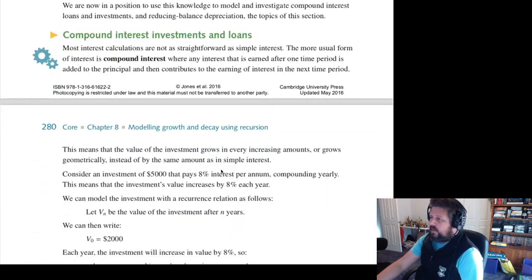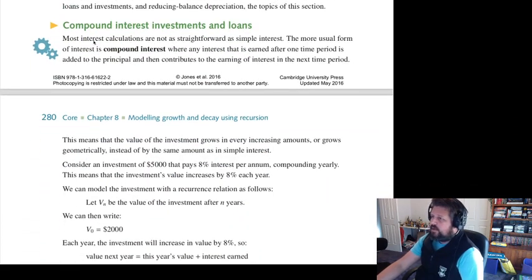It says compound interest investments and loans. Most interest calculations are not as straightforward as simple interest. So they are a little bit more complicated. Where you hear compounding interest, it's getting added on more regularly. This is different than simple interest, and make sure you read the question carefully as to what we're doing. At the moment we're doing compounding interest. Generally speaking, when you go to a bank and you are getting interest, it is compounding interest that is happening on loans.